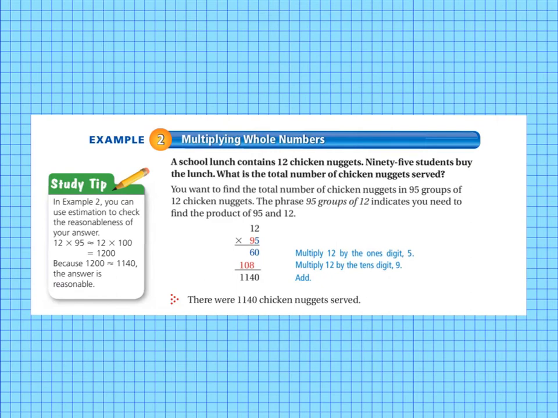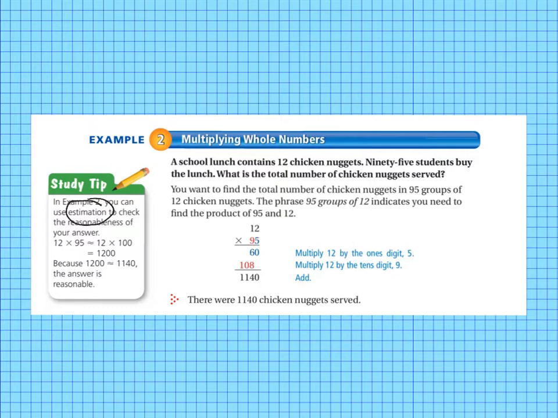For example 2, we're going to be multiplying whole numbers. Let's take a look at the study tip. It says in example 2, you can use estimation to check the reasonableness of your answer. So we might want to estimate before we ever start. So we have to figure out what we're going to multiply first.